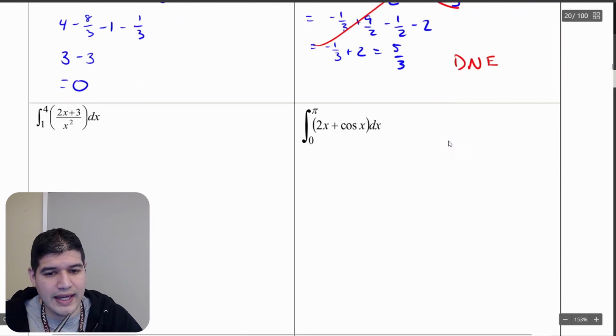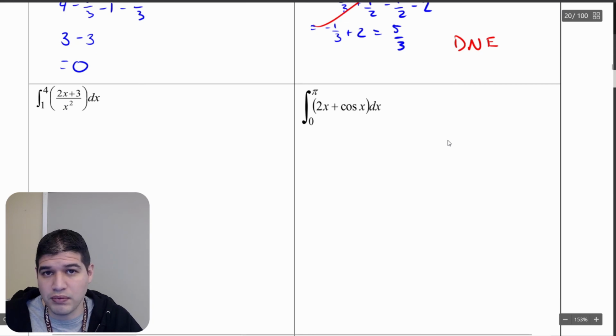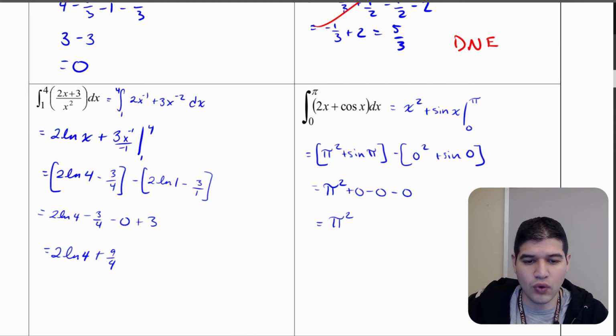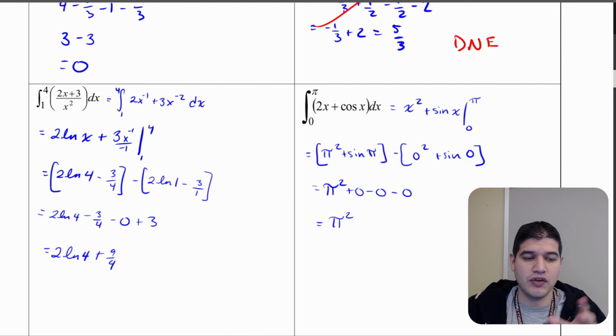So let's go ahead and do these last two problems. See if you can get the exact same answers as me. All right, and those are going to be our two answers. So our first one, we get 2 log 4 plus 9/4. And then our fourth one is going to be equal to pi squared. So there's the work for that.